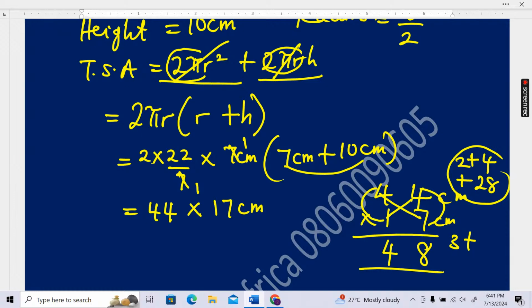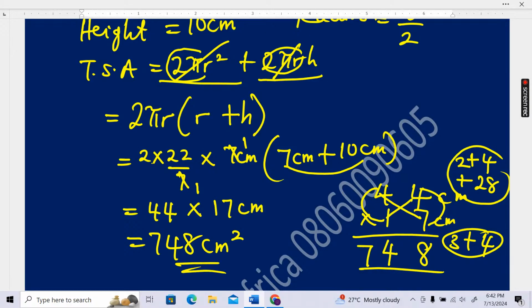Now, 4 times 1, that is 4. Added to the 3 that was carried over, that's 7. So I'm going to write it down. So 44 times 17 is equal to 748. So the answer right here is equal to 748 square centimeters. Anytime you're dealing with area, your answer should be in either square centimeters or square meters, all right, or square kilometers. I hope it is clear.